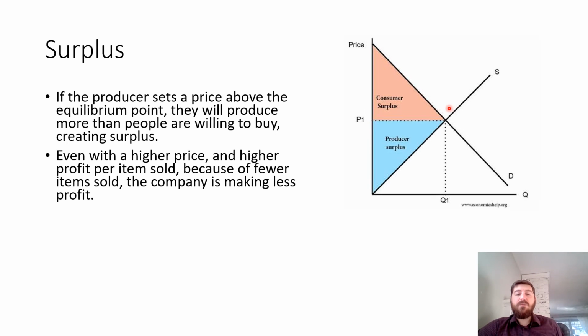Even though the producer sets a high price and gets a really high profit per item sold, they're not selling nearly as many items as they would at the equilibrium point. So the company is making less of a profit, even though they're making more of a profit per item. So for instance, at this price, I guess this is price 1, quantity sold is this. If you raise the prices, so let's say here, quantity sold will be way over here.